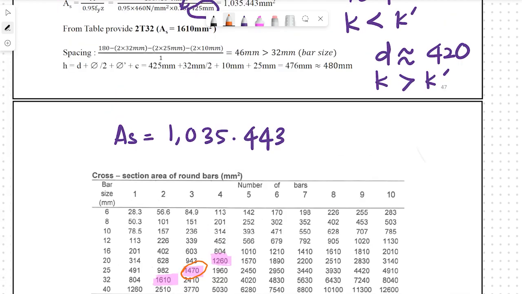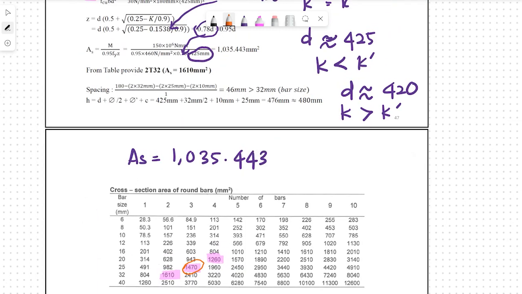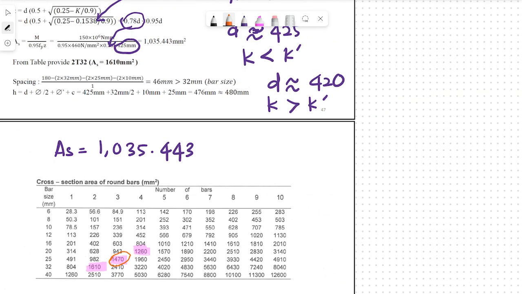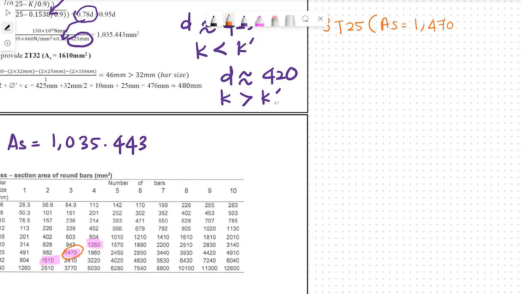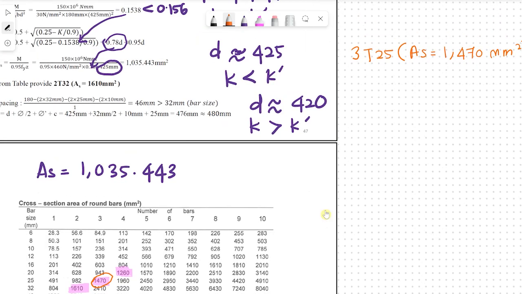Okay, so tak apa. Maybe if I say that, okay, I think I would like to try this one first. Right, so I cuba. Tak apa, kita cuba. So ignore my answer over there. Kita try to use the 3T25, okay, which is the AS is 1470 mm square. Right, then we can check the spacing first.